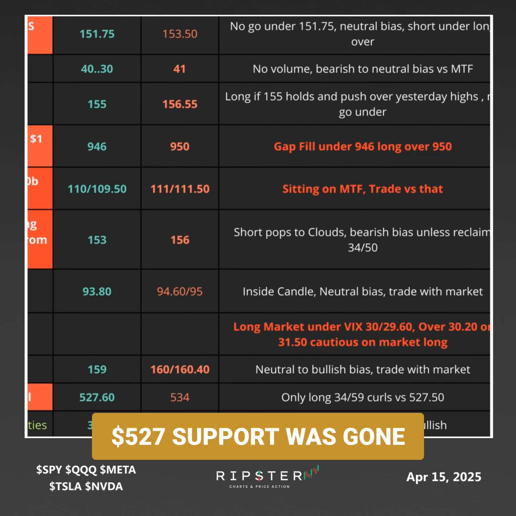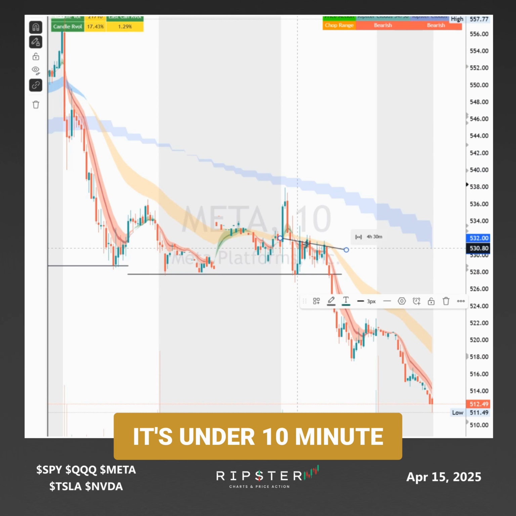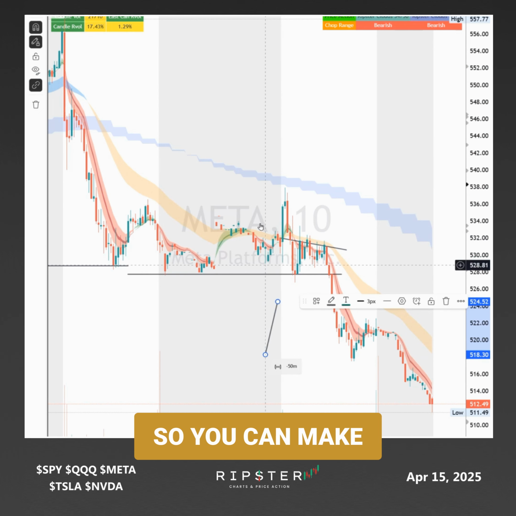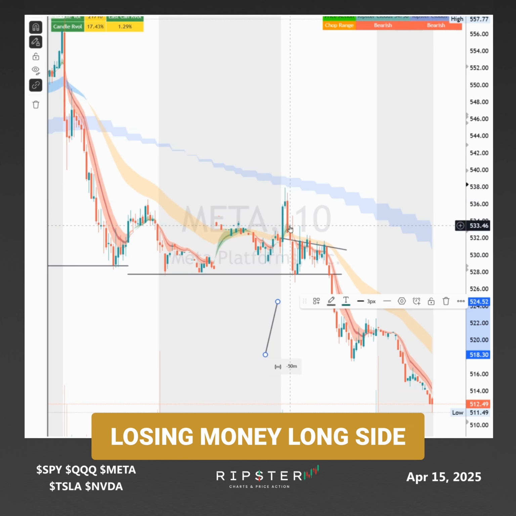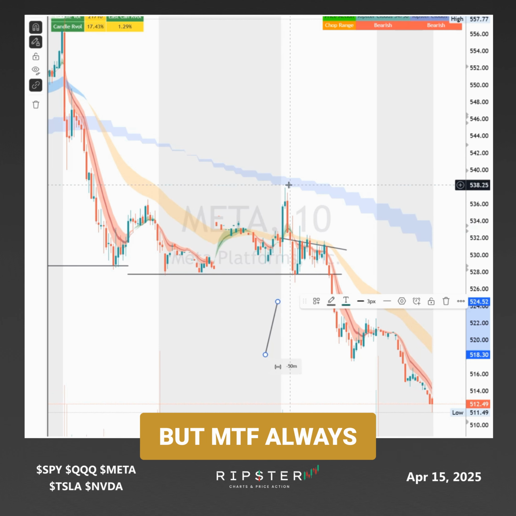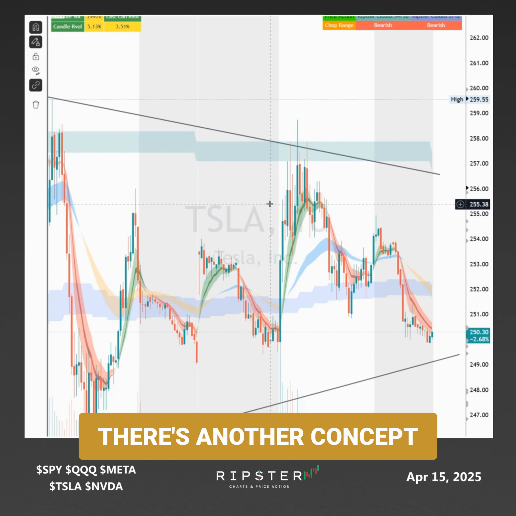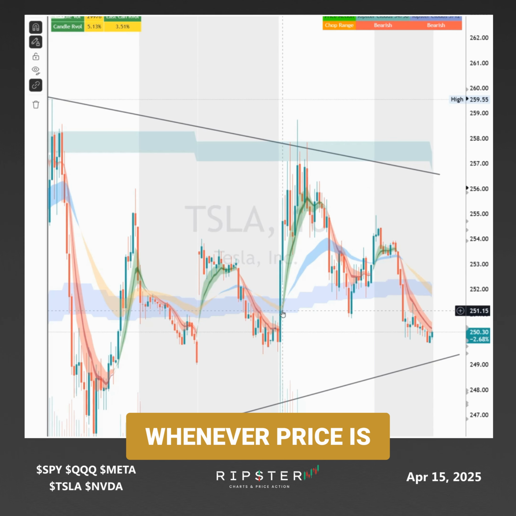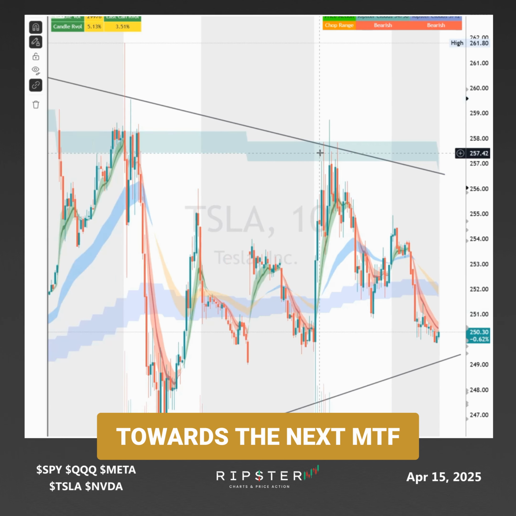But once that 527 support was gone, you know it's under MTF cloud, it's under 10-minute Ripster cloud, so it's a bearish short, so you can make money on that, and you can avoid losing money long side when Meta is pushing into MTF. Some traders did long it at the open, but MTF always gives us a clue what is going to happen. There's another concept which I call a magnet concept. Whenever price is from one MTF, it always tries to push towards the next MTF.